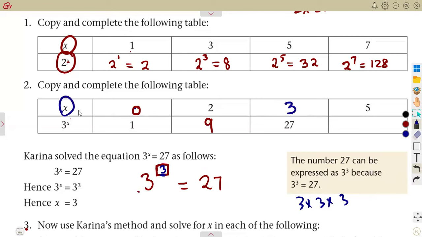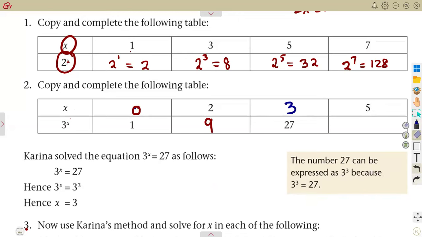x is the power. There we are given the power, which is 5. What is going to be the answer if the power is 5? So it's 3 to the exponent of x, and our x is what? 5. So what is the answer? That is the question. 3 to the exponent of 5 is going to give us 243. So there we have got 243.